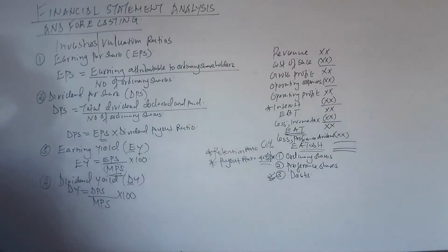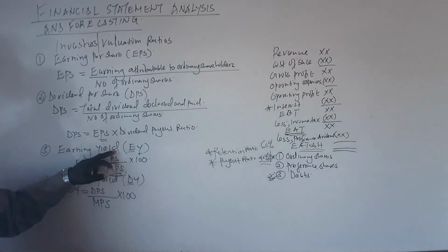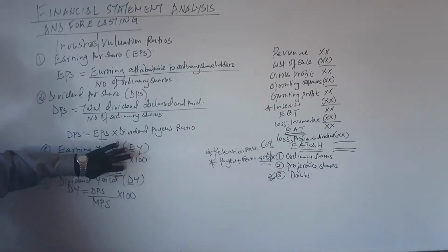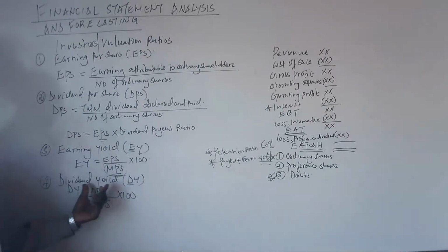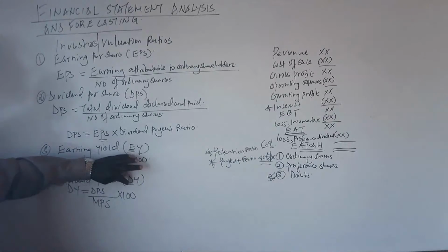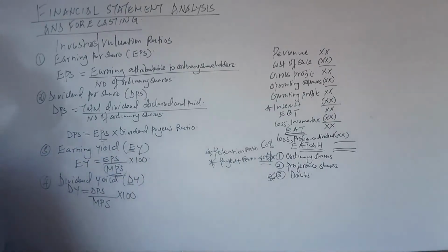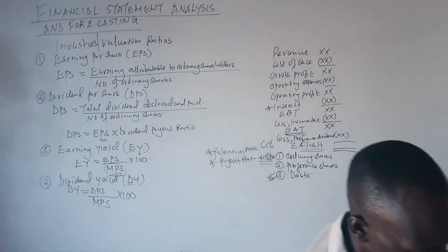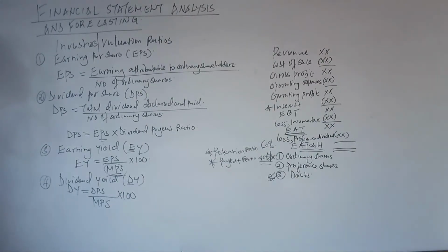So anytime the examiner will be asking you about the earnings yield, automatically you know on top you go with what? EPS. Below it is MPS. Then about the dividend yield, normally on top is DPS, and below it you divide by what? Below it you divide by MPS.